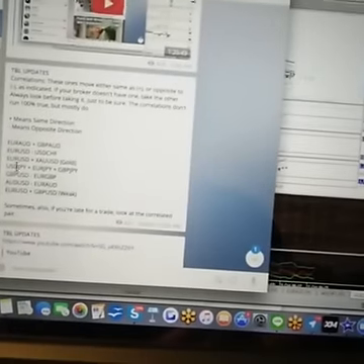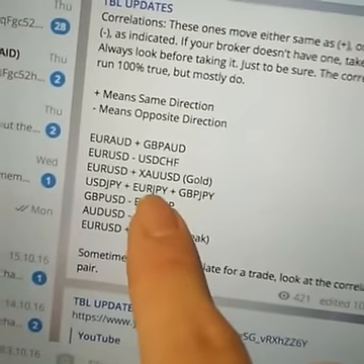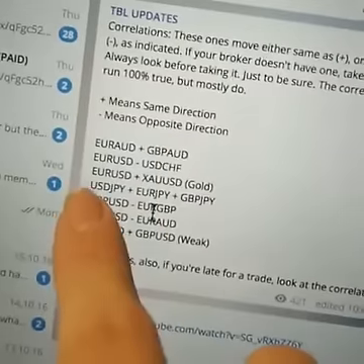So let's get back to some of the other correlations. I'm going to run them through really quick. If you can't get one, get the other one. These are some other ones to look at as well: USD JPY, Euro JPY, Pound JPY. If you can't get one, get the other one.